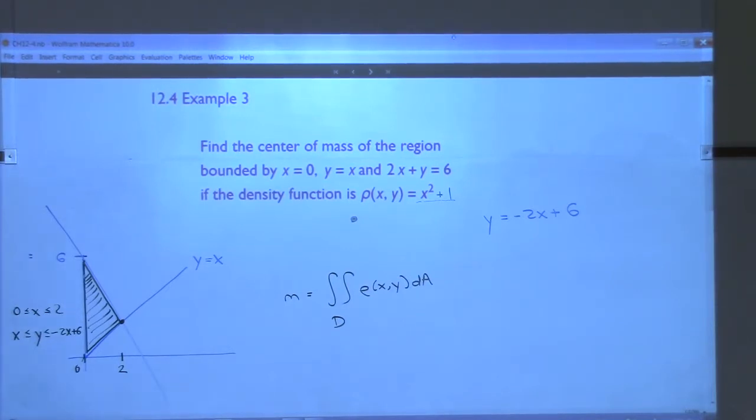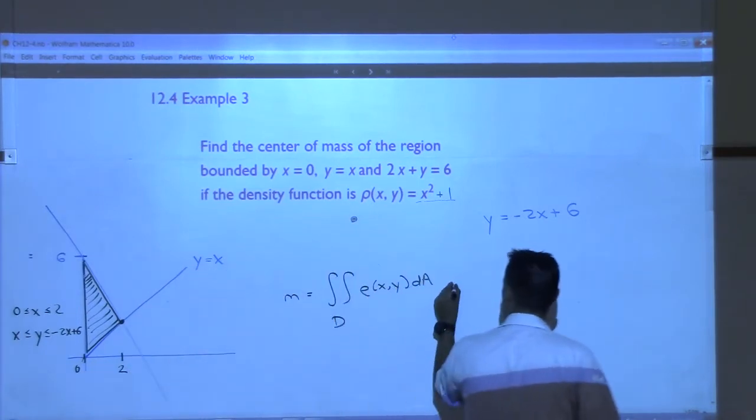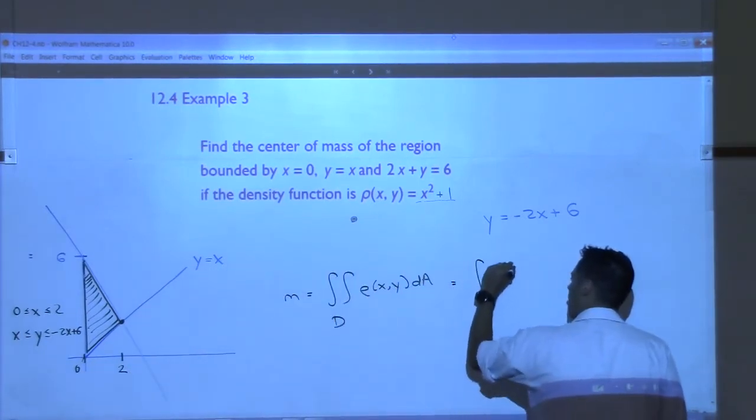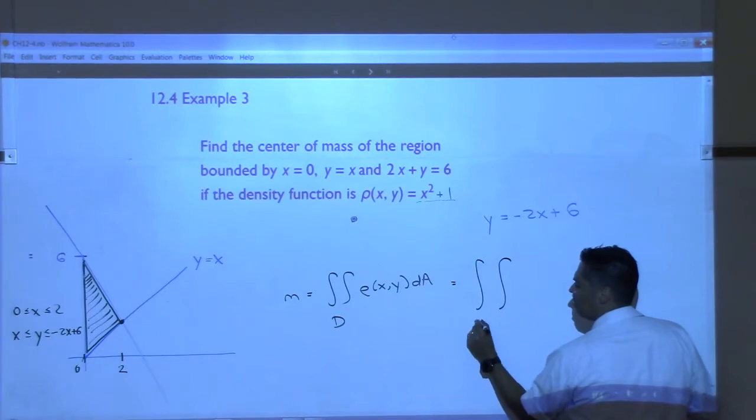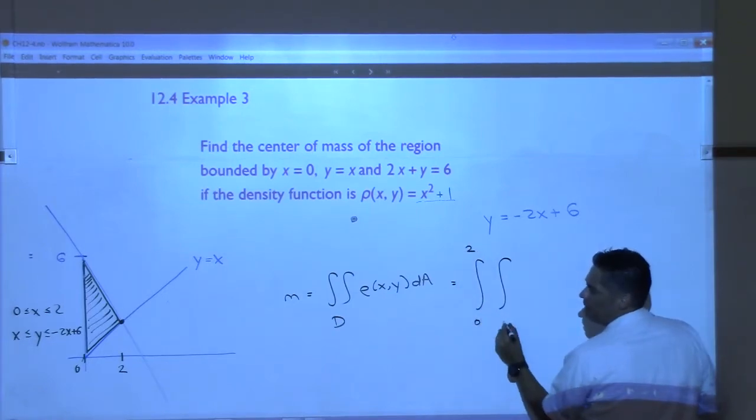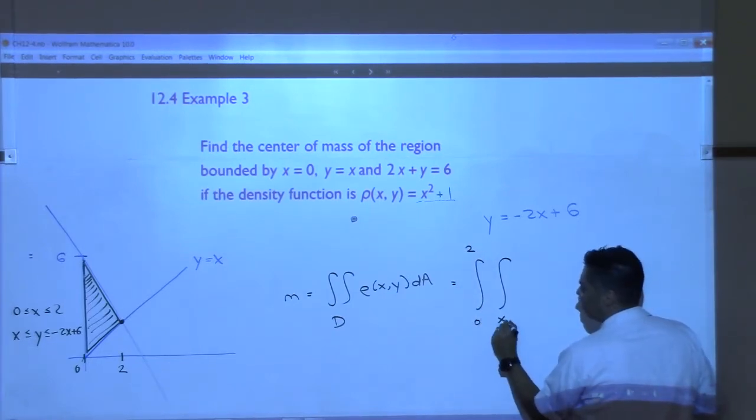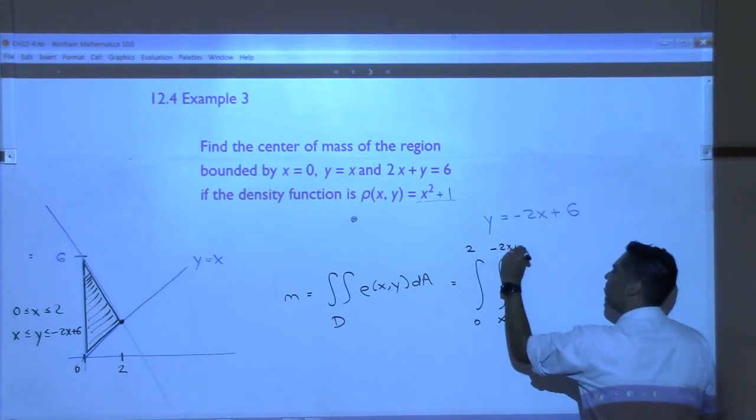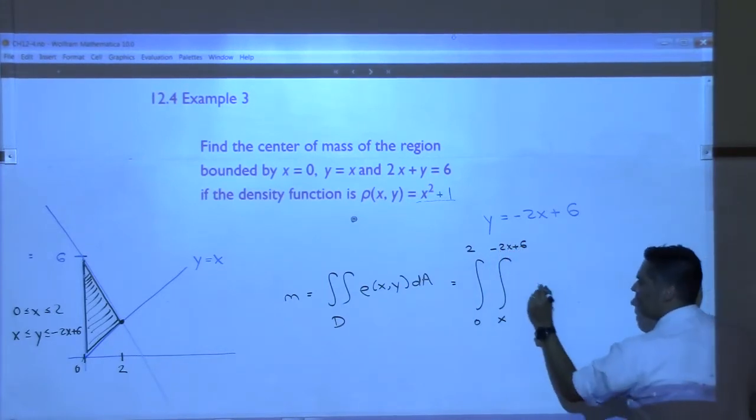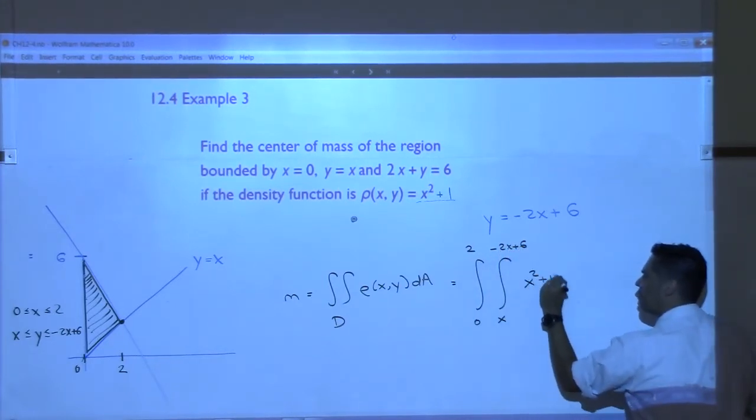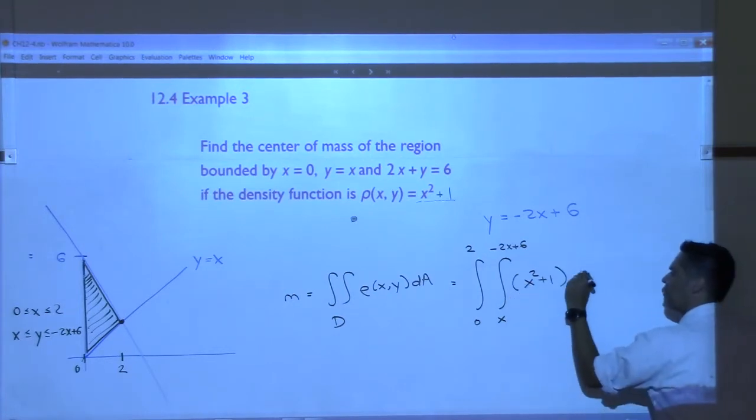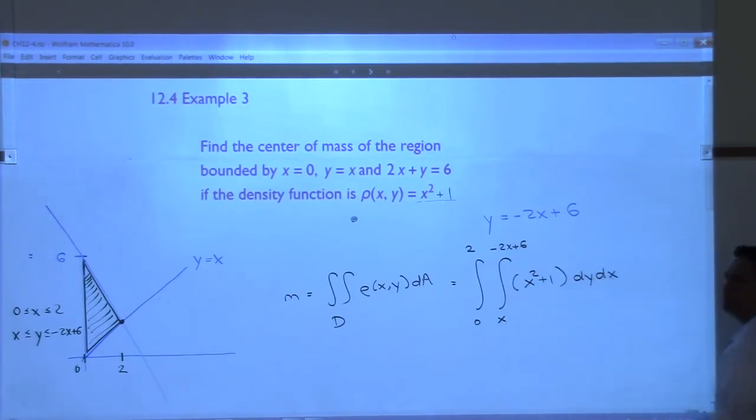And then my density function. I should be able to fill this all in now. We've got 0 to 2. We've got x to negative 2x plus 6. I'm integrating my density function, x squared plus 1, with respect to y then x. There we go. That's our mass.